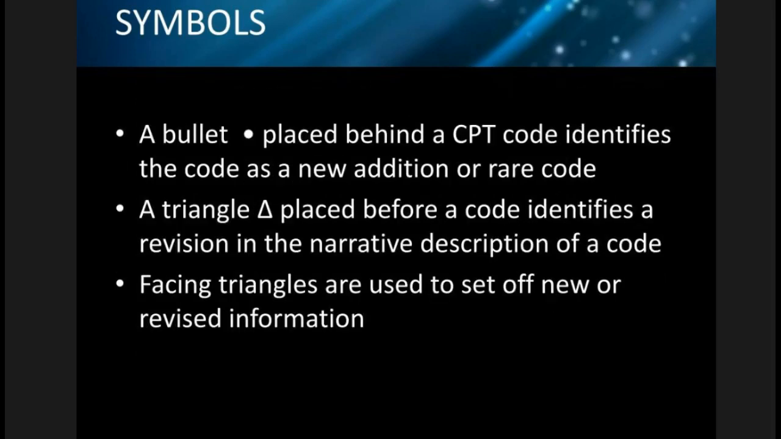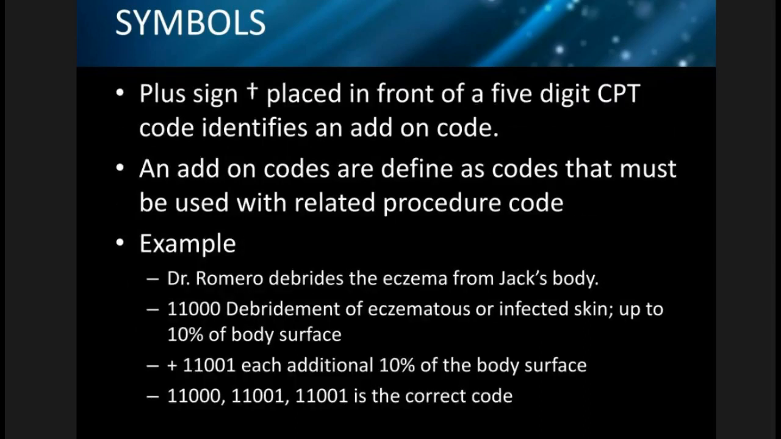A symbol can be a bullet, which is placed before a CPT code and identifies the code as a new addition, and a triangle placed before a code identifies a revision in the narrative description of a code. Facing triangles are used to set off new or revised information. Your plus sign is placed in front of 5-digit CPT codes and identifies an add-on code. Add-on codes are defined as codes that must be used with related procedure codes.